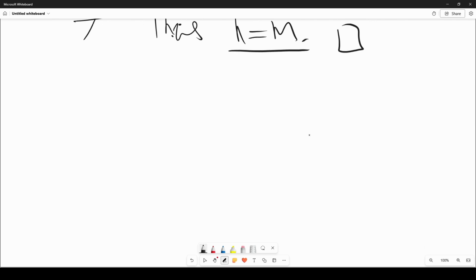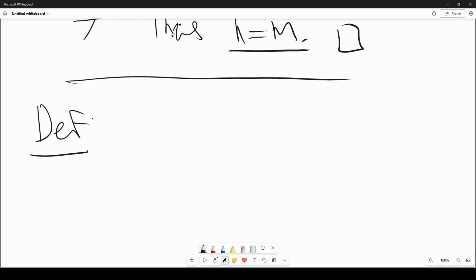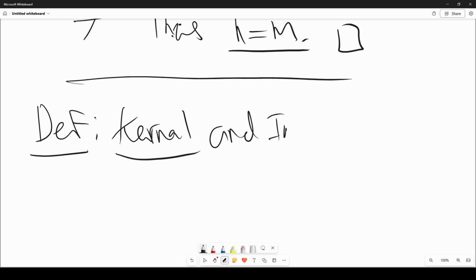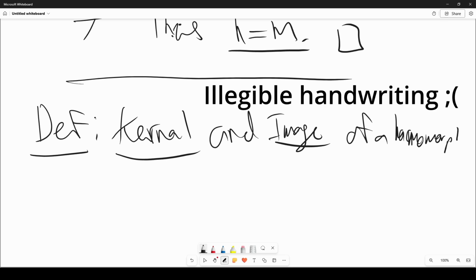So now we're going to get into some more definitions that will give us even more theorems and interesting things to discuss about homomorphisms and isomorphisms. So the kernel and image of a homomorphism are defined below.